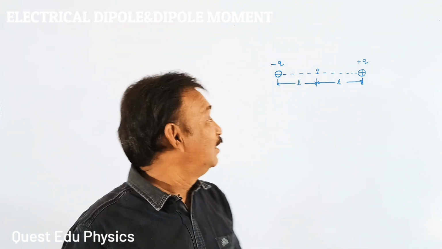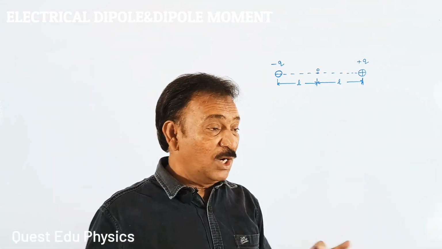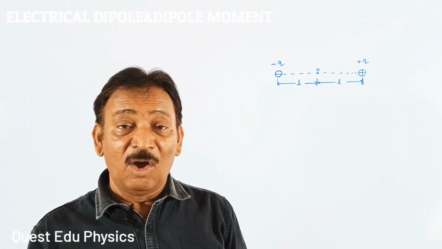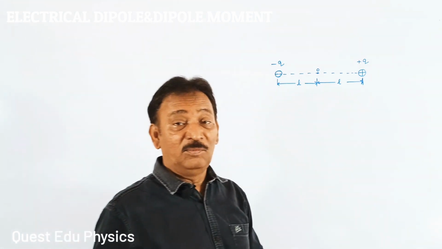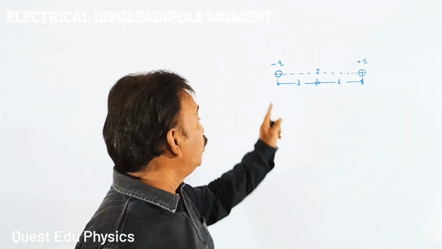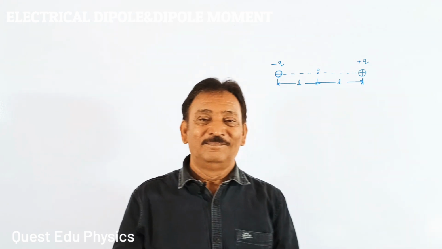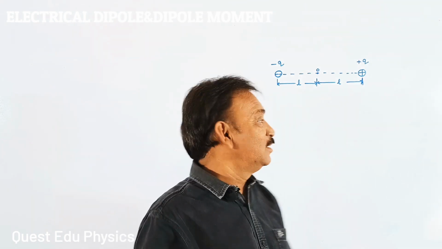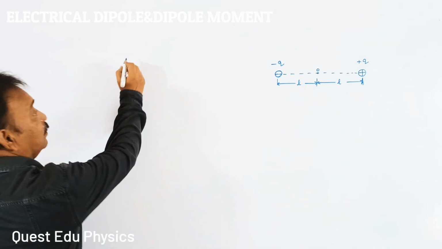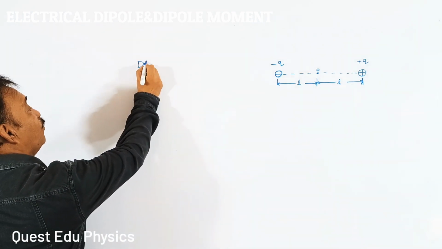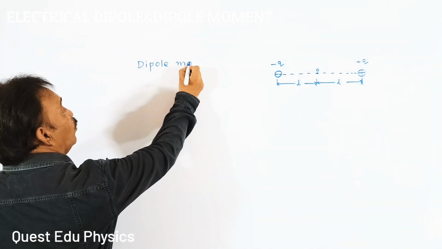Okay, students. Now we are talking about dipole. I explained to you that two charges being separated by a certain distance is known as a dipole. Then the term which is related to this dipole is the dipole moment. Dipole moment, students. Here we have to understand what the dipole moment is.